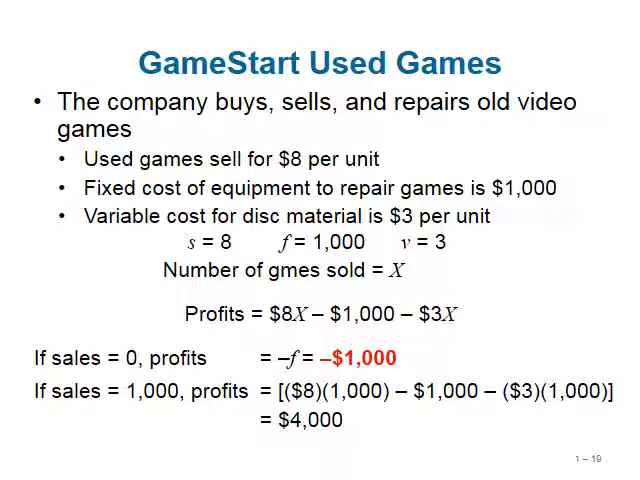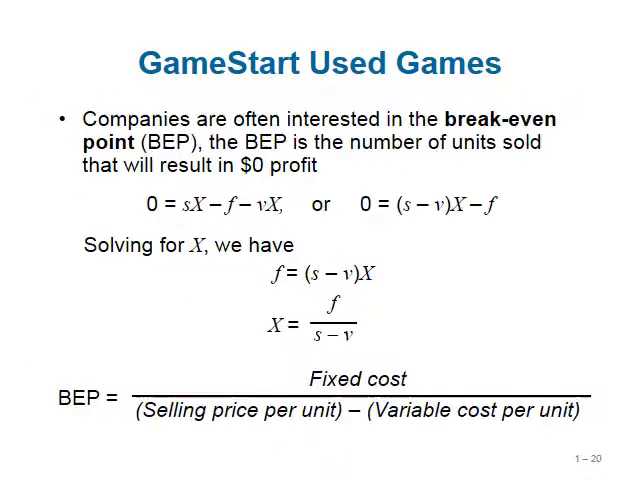If we put these numbers into our profit formula, we find that if we are unable to sell any games, we will lose $1,000, which makes sense because that is the fixed cost we had to put into starting up our equipment. However, if we are able to sell 1,000 units, then we will make a profit of $4,000. This leads us to a question that a manager might be interested in.